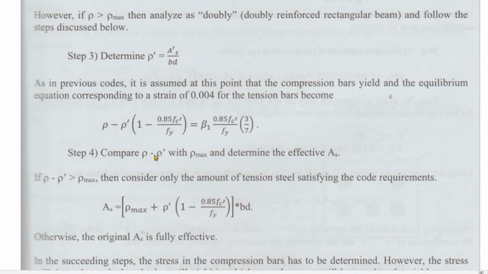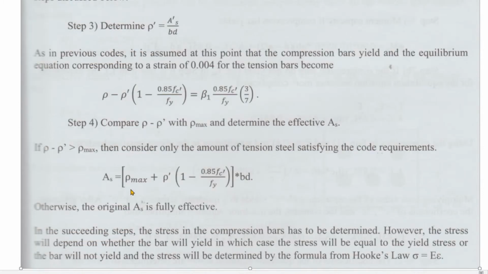Okay? Rho minus rho prime. So again, yung rho AS all over BD, rho prime A'S all over BD. If rho minus rho prime exceeds rho max, then consider only the amount of tension steel satisfying the code requirements. So, remember tension steel, or that is AS. Ito yung kanyang equation. Otherwise, the original AS is fully effective.